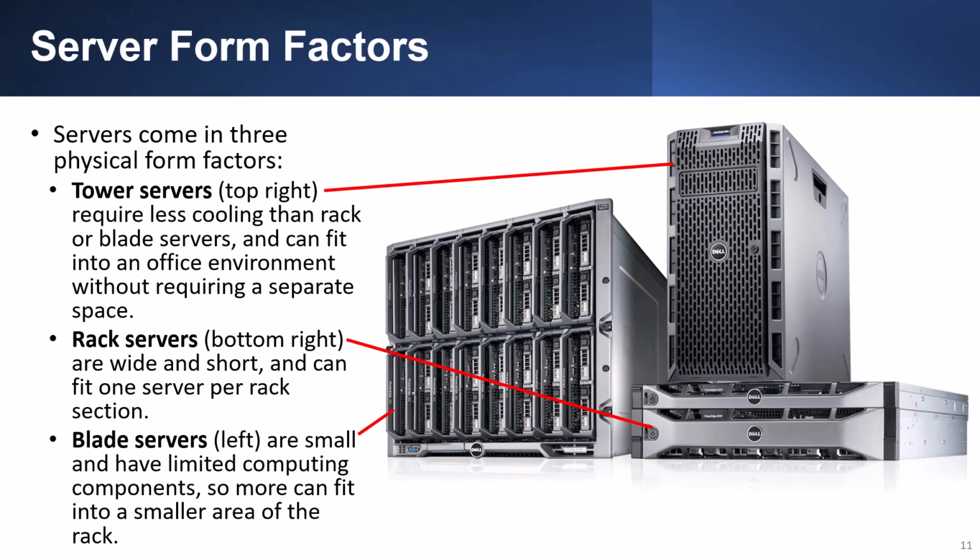Servers come in three physical form factors. Tower servers, shown on the top right, require less cooling than rack or blade servers and can fit into an office environment without requiring a separate space. Rack servers, shown on the bottom right, are wide and short and can fit one server per rack section. Blade servers, shown on the left, are small and have limited computing components, so more can fit into a smaller area of the rack.